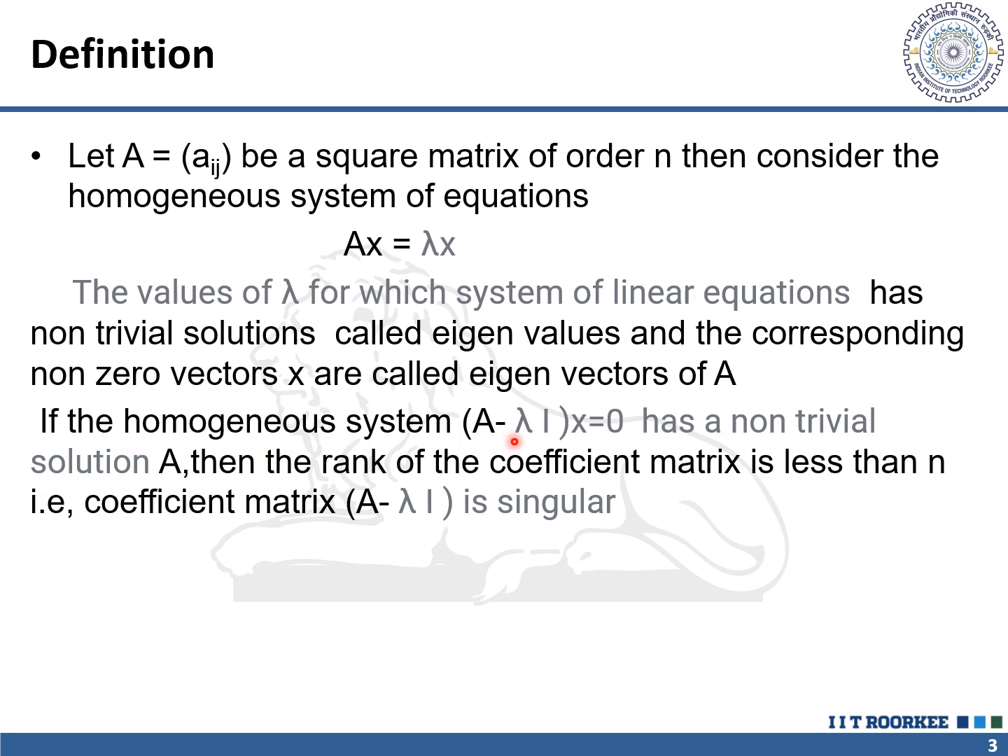If the homogeneous system A minus lambda I into x equal to 0 has a non-trivial solution, then the rank of the coefficient matrix is less than n. The coefficient matrix A minus lambda I is singular. How? We are going to see now.